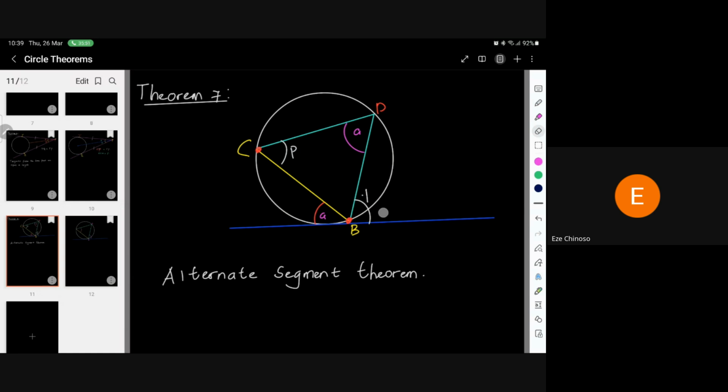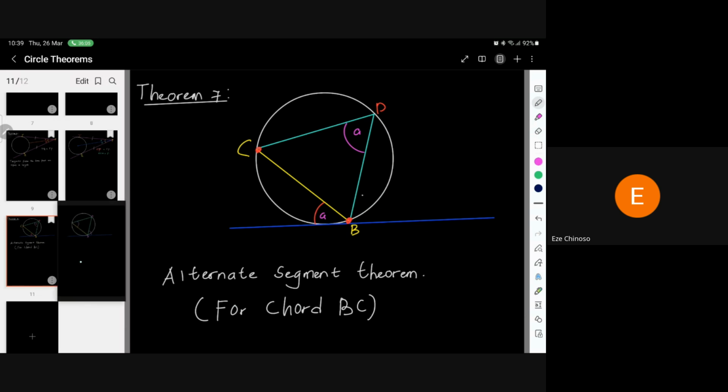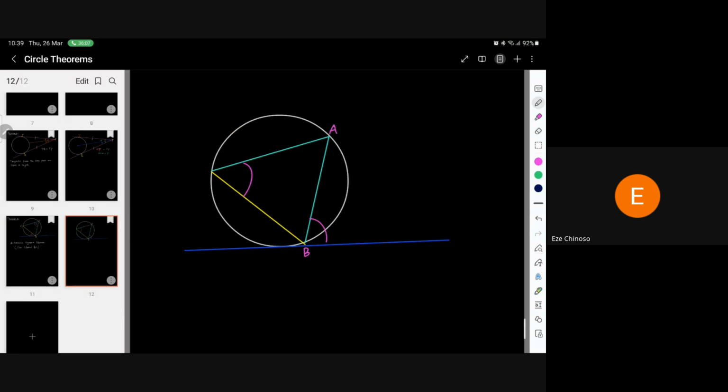Now, to clear this so as not to confuse you, this time around we are looking at chord BC. Now, this is for chord BC. Now, let's look at the next one, which is chord AB. So if you have chord AB, chord AB forms an angle with a tangent. Let's call this angle here angle P. I've explained this, but I just brought it out separately for you to see.